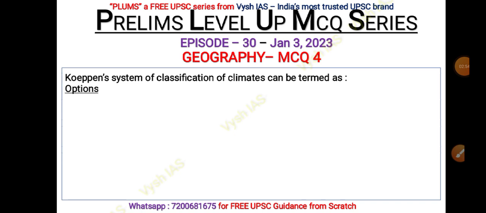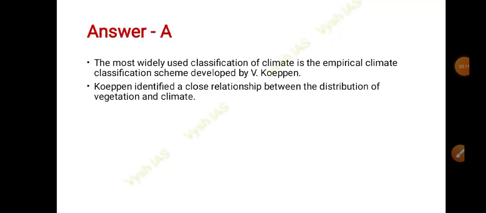So the fourth question: Köppen's system of classification of climate can be termed as which of the following? Options are empirical, genetic, systematic, or applied. Again, an easy question. The answer is A, empirical.